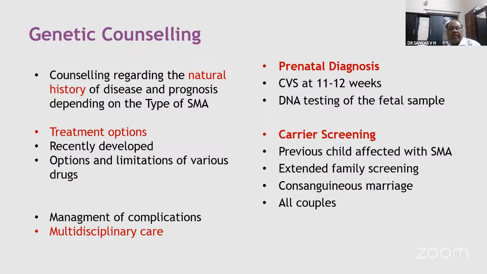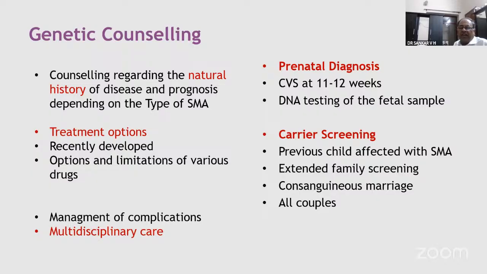And treatment options: here you always have to link the recently developed options and the limitations of the various types. Risdiplam, Zolgensma, Nusinersen, whatever drugs are available, what are the complications of the drugs, what are the limitations, how much effect is there, everything you should be able to counsel. Then multidisciplinary care is always important because they have multiple complications, from respiratory care, physiotherapy, orthopedic care, everything you have to take care of. And prenatal diagnosis: CVS at 11 to 12 weeks, and DNA testing will be done.